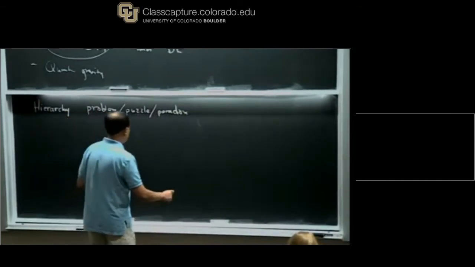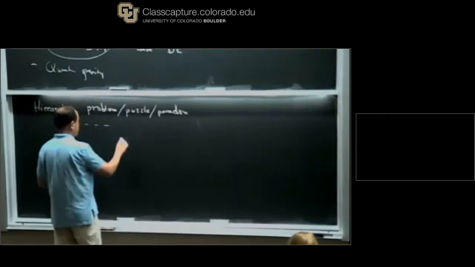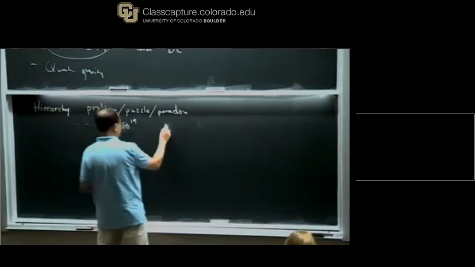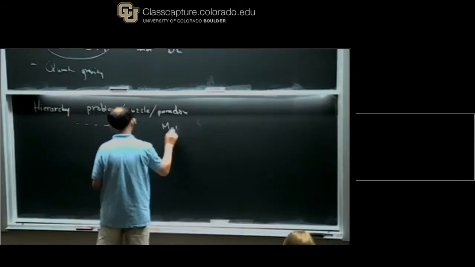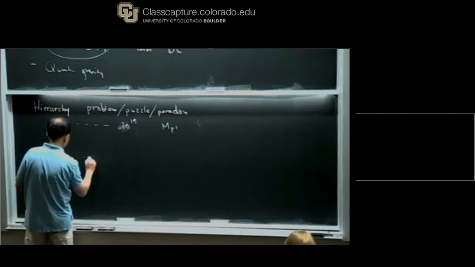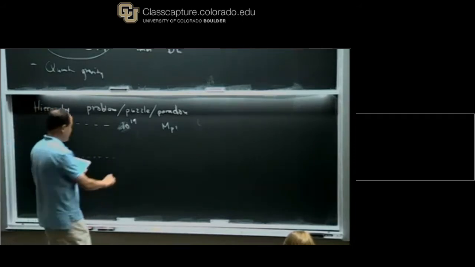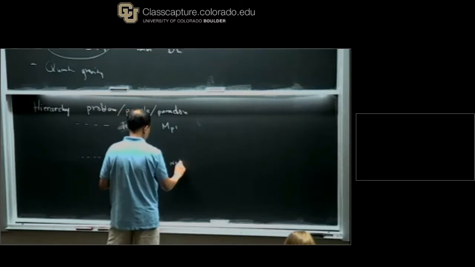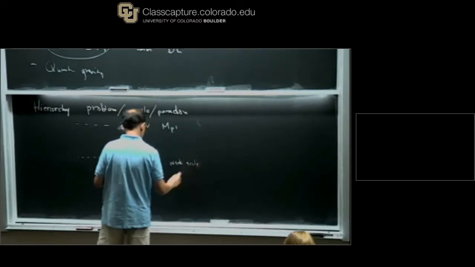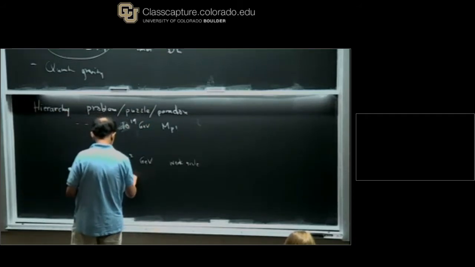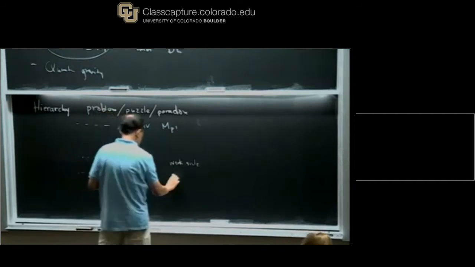There are many scales. There's 10 to the 19 GeV, which is quantum gravity, the Planck mass. Then the next scale we know, imagine this is some super log scale, is 10 to the 2 GeV. This is the weak scale, the weak interaction. The next scale we know is about a GeV. This is the QCD strong interaction scale.